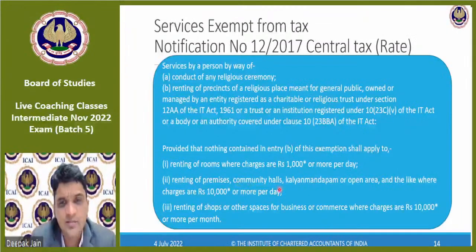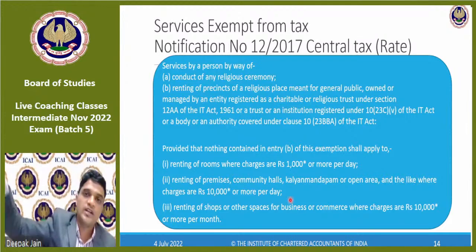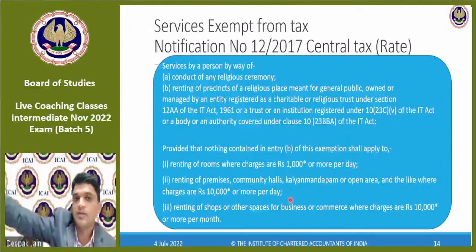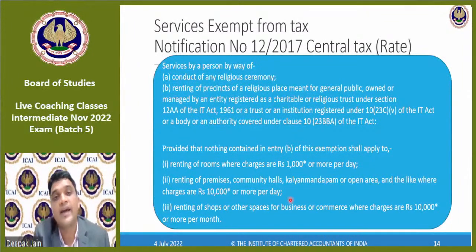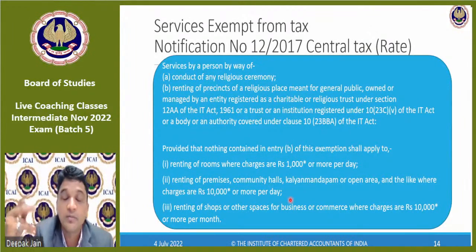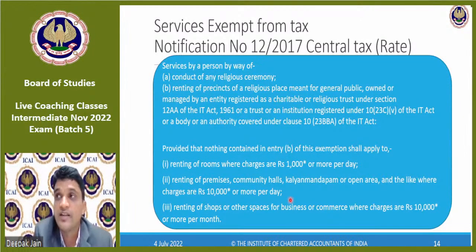Renting of precincts, community hall, kalyana mandapam or open area, where the charges are 10,000 rupees or more per day. A church generally has a community hall, and a temple also will have some kind of community hall wherein the marriage ceremony can take place. If they are renting these and the rent they collect is up to 9,999 rupees per day, then it will be exempted. But if it is 11,000 rupees, then the whole 11,000 will be taxable.